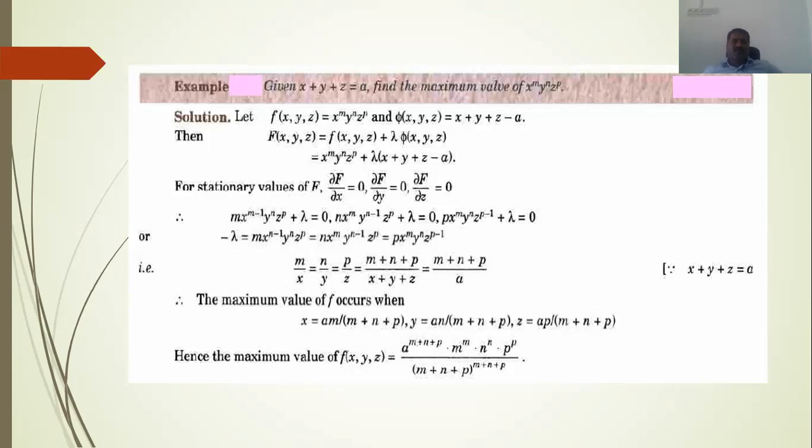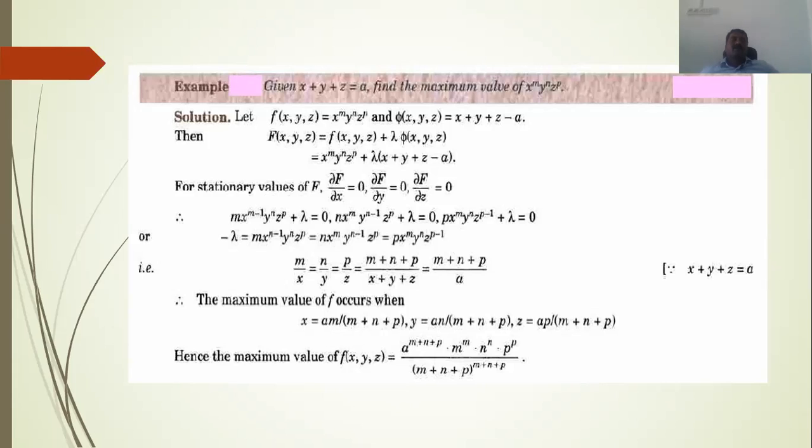Therefore, the maximum value of f occurs when x equal to am by m plus n plus p, and y equal to an by m plus n plus p, z equal to ap by m plus n plus p. So that's where the maximum occurs. Putting that value in f, the function f of x, y, z equals a power m plus n plus p into m power m, n power n, p power p by (m plus n plus p) whole power m plus n plus p. That gives the maximum value.